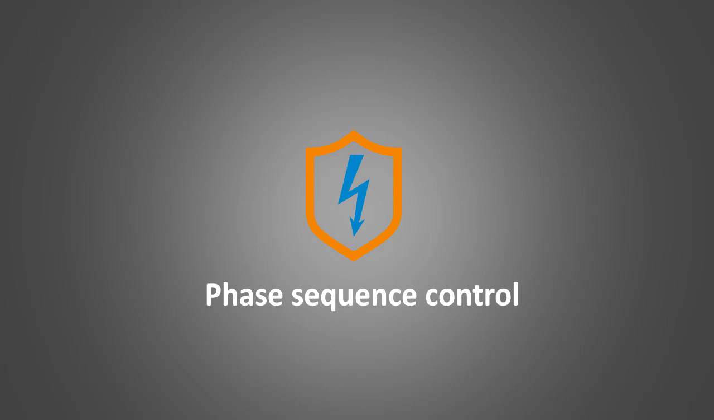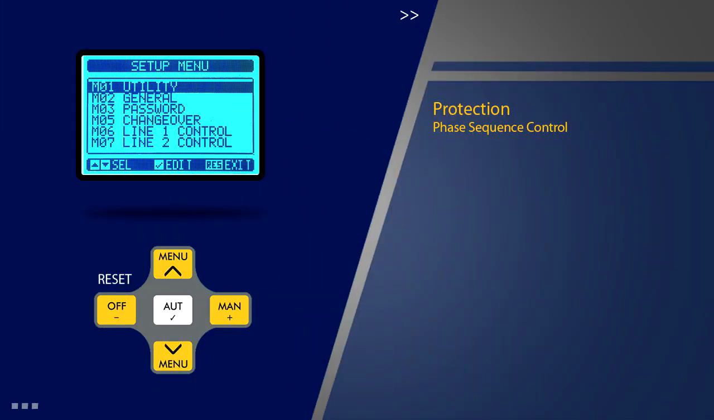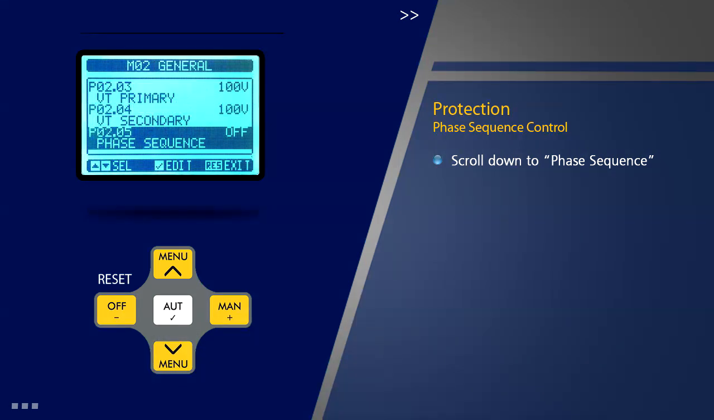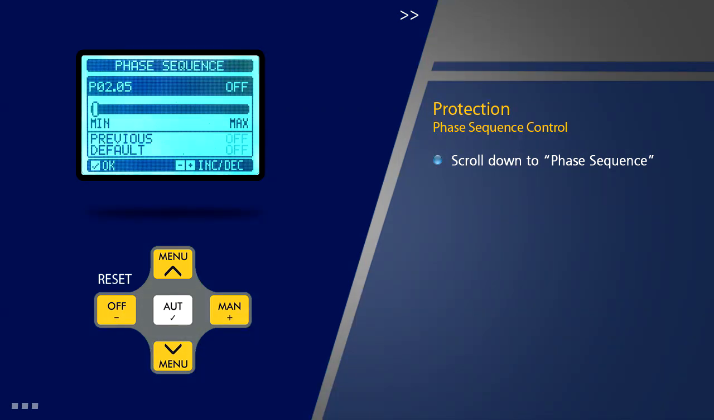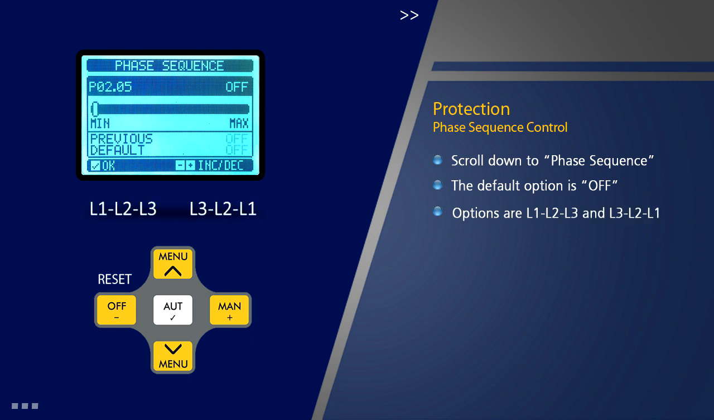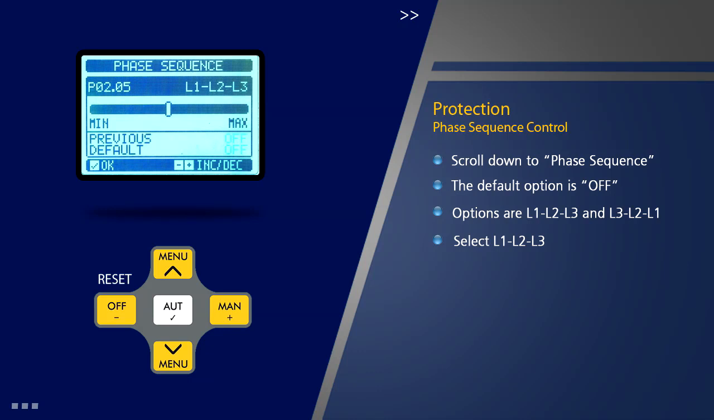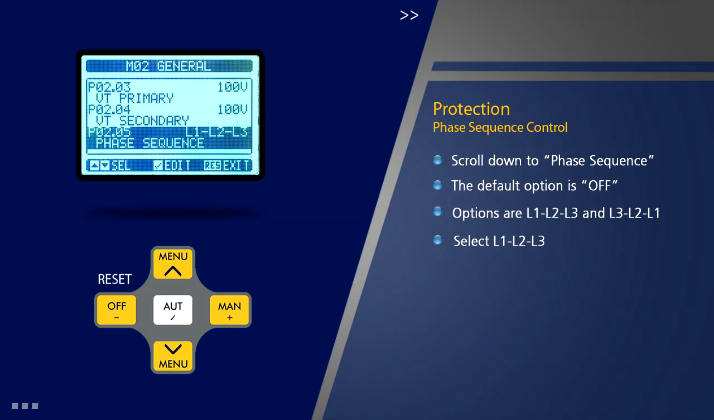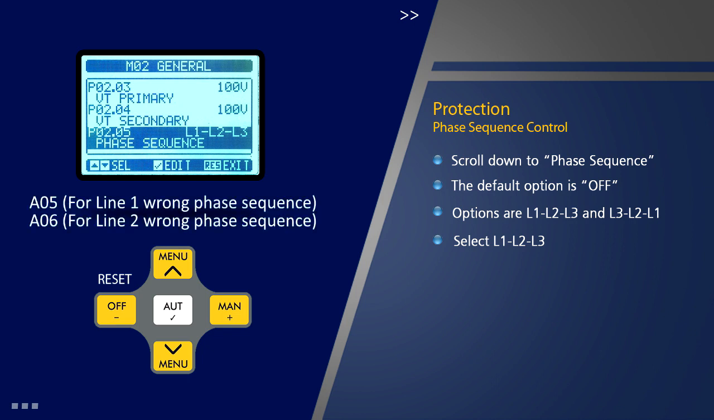Phase sequence control. Scroll down to select parameter 5 phase sequence on General page and press OK. The default option for phase sequence is off. The other options for phase sequence are L1, L2, L3 and L3, L2, L1. Select the option L1, L2, L3 and press OK. If phase sequence control is enabled, the corresponding alarm A05 for line 1 wrong phase sequence and A06 for line 2 wrong phase sequence should also be enabled.